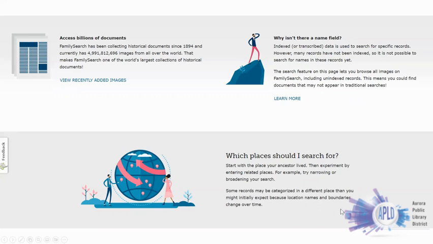And then it gives you a little hints about which places should I search for. So start with where your ancestor lived, and then try some related places. And so I'm going to show you those as we go through these examples.